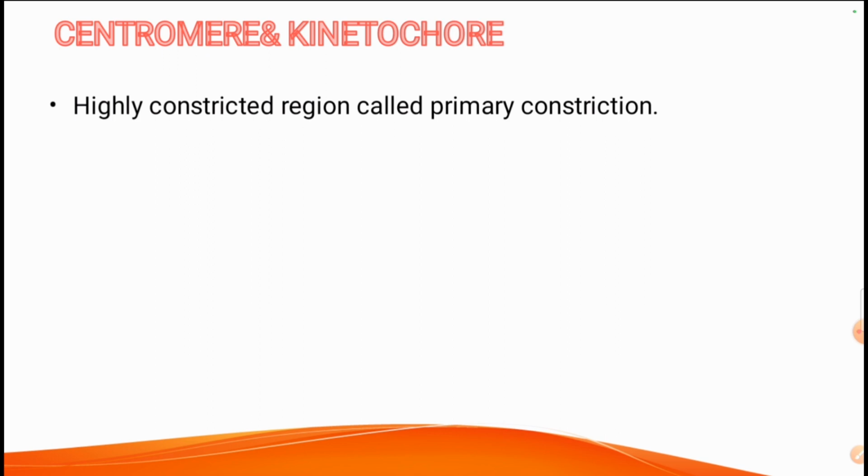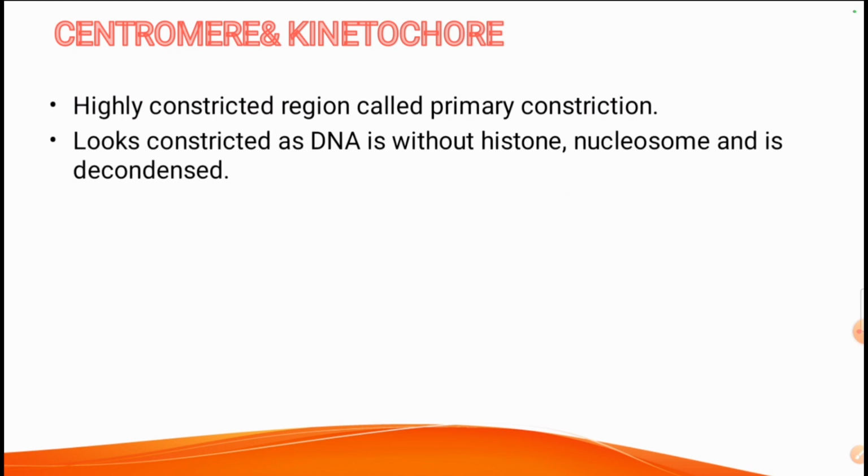Okay, so constricted means a narrow zone. It looks constricted. Why? Because in this part the DNA is without histone proteins, without nucleosomes, and is decondensed. We will discuss nucleosomes in the fine structure of the eukaryotic chromosome. So remember that the primary constriction, or centromere, is constricted because DNA here is without histone proteins and without nucleosomes and is highly decondensed.